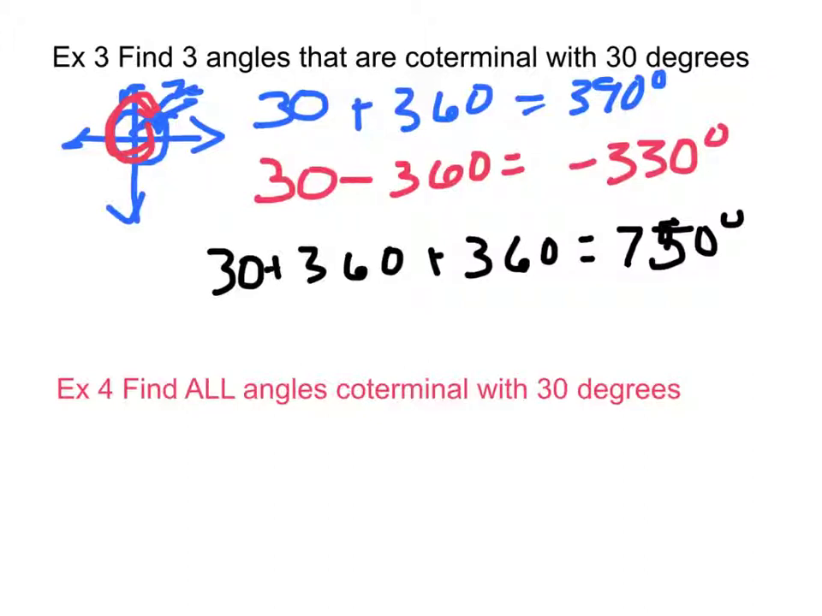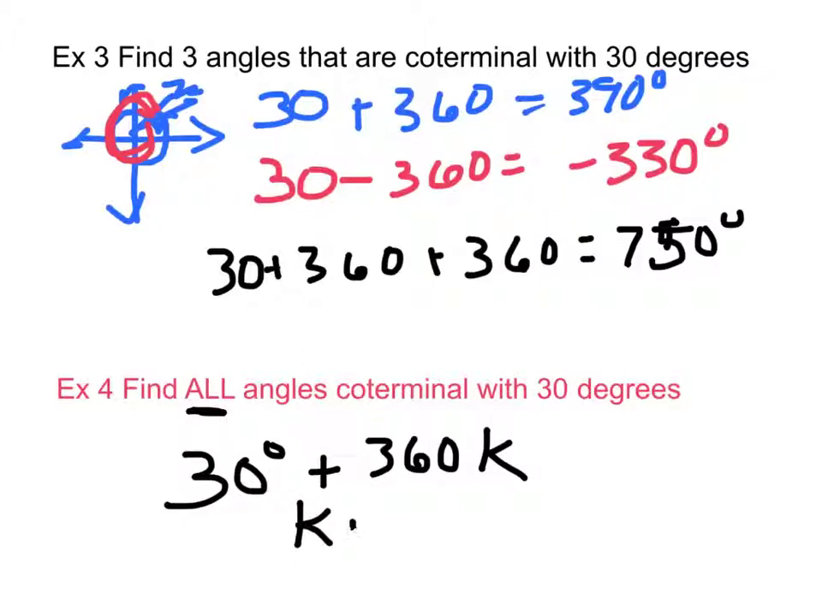Sometimes the directions ask you to find all angles that are coterminal with 30. Well, from the previous example, you can see that we're adding and subtracting 360 degrees. So the way I would write my answer is 30 degrees plus 360k, and k is any integer. Integers are positive and negative, so you get positive and negative angles this way.